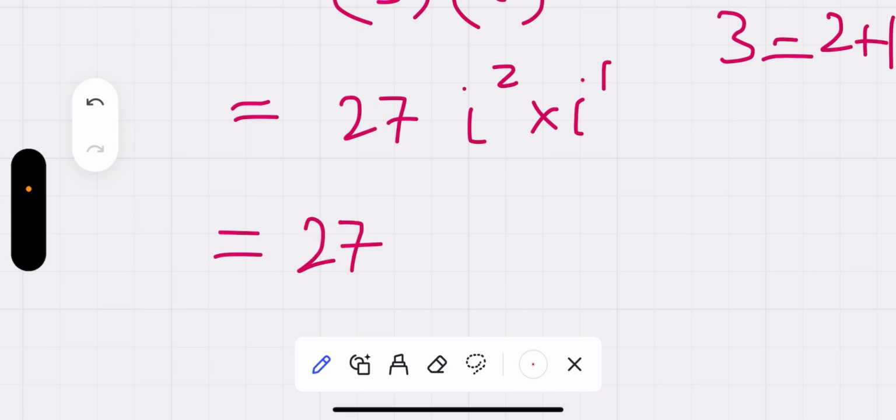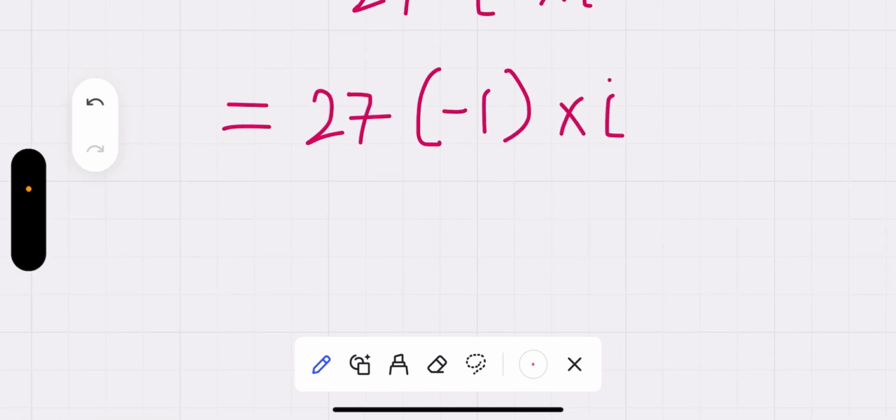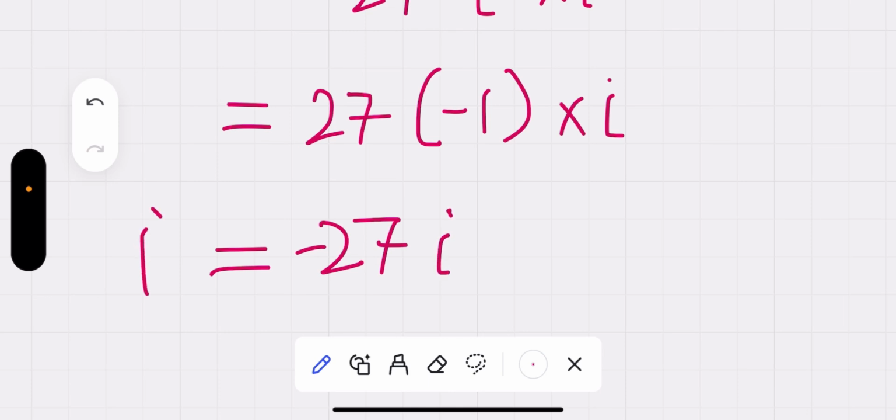So 27, iota square is minus 1. Multiply this iota as it is. So 27 times minus 1 is minus 27, and iota as it is. So this is the answer.